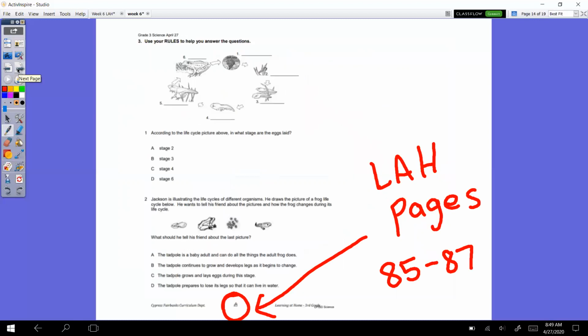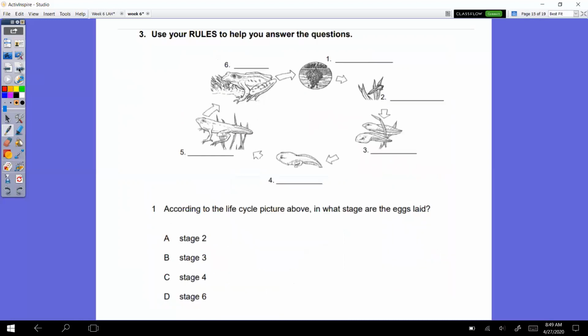So you guys are going to be responsible for doing pages 85 through 87 if you're learning at home. We're going to go through a couple of the questions from these pages together, and then you guys are going to complete the rest and fill out the Google form, so that I can take a grade on your work. I'm going to have you do this on your own.